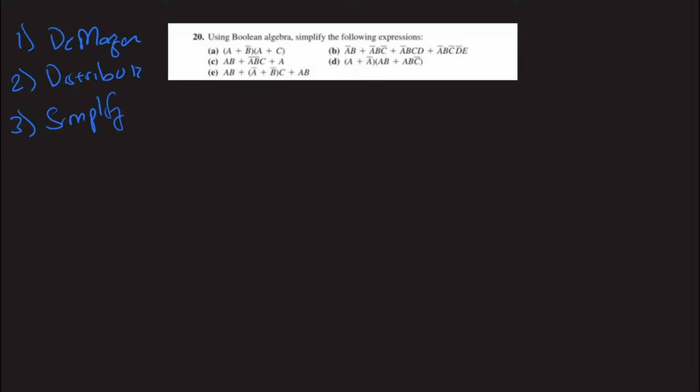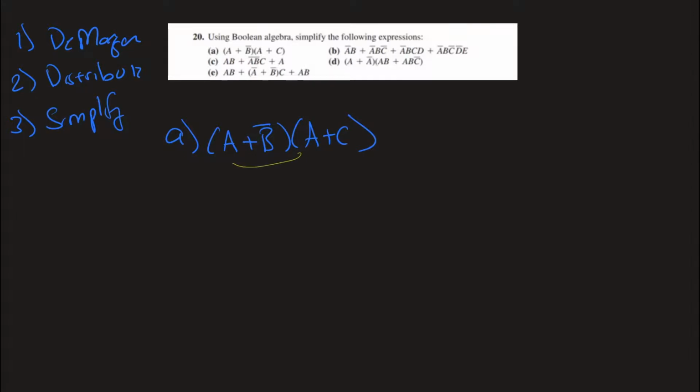Next up, using Boolean algebra to solve. So remember how we do these. Step 1, De Morgan. Step 2, distribute. Step 3 is to simplify. Alright, so for A, notice that we can't really De Morgan it. We only have an overbar over a single letter. So the next step is to distribute.